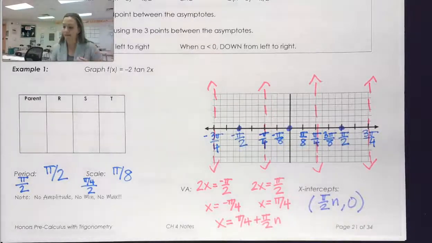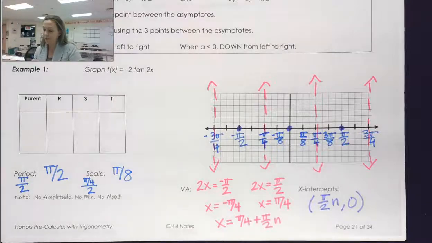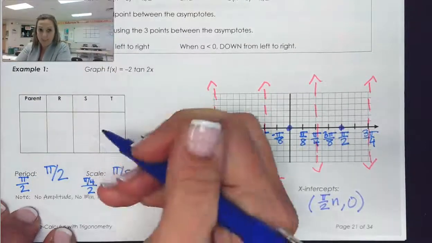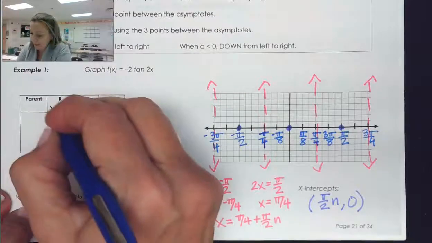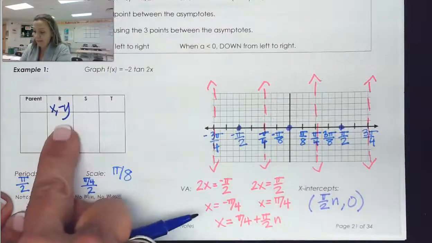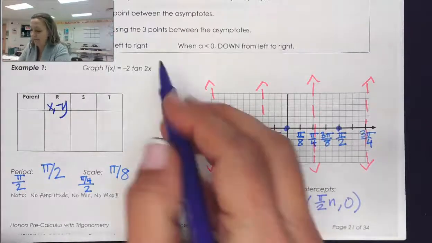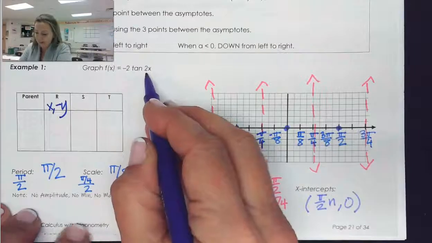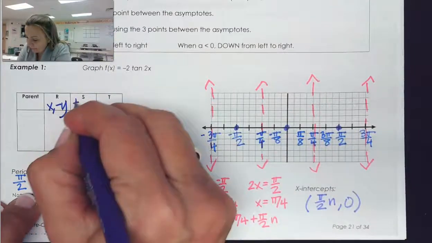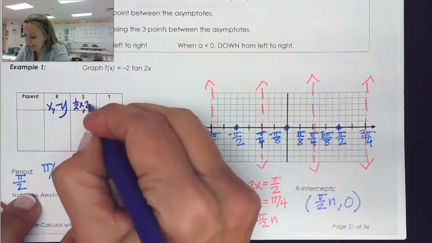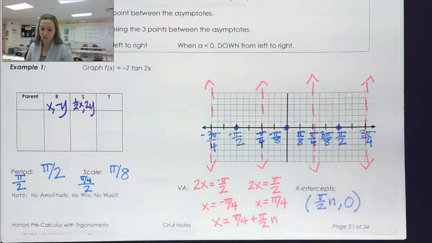So let's start talking about the transformations of the parent function. What we want to do in this case for the reflection is we see that this value is negative here, which means that there's a reflection in the x-axis, which means that my y-coordinate becomes negative. And then I also see that I have a 2 as the coefficient of x. That means I'm going to have a horizontal shrink of 1/2. The 2 that's here tells me that I will have a vertical stretch of 2.